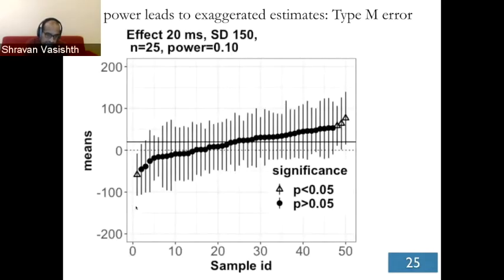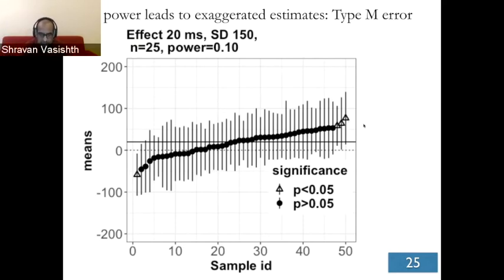So what you're seeing here is that in the 50 simulations, there were 4 significant effects. Everything else came out non-significant. That's the black circles. And what's interesting to notice is that the significant effects that turned up either had the wrong sign, so this is a negative sign here, when the true effect is 20 milliseconds with a positive sign, that's that horizontal line there, or even if it has the correct sign, the effect is hugely overestimated. So what happens when you have low statistical power is that if you get a significant effect, you will either get the wrong sign, or you will get a hugely exaggerated estimate of the effect.